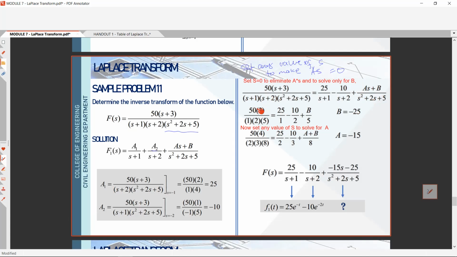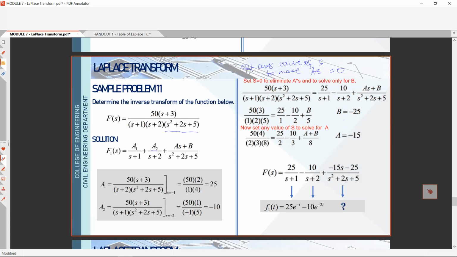So, what you have left is 50 times 3. Okay, 0 plus 3 is 3. S plus 1, so 0 plus 1 is 1. S plus 2 is 2. This one, with s equals 0, becomes 5. Then, 25 over 1, negative 10 over 2, and B over 5. Okay, so, one equation, one unknown. You have B equals negative 25.